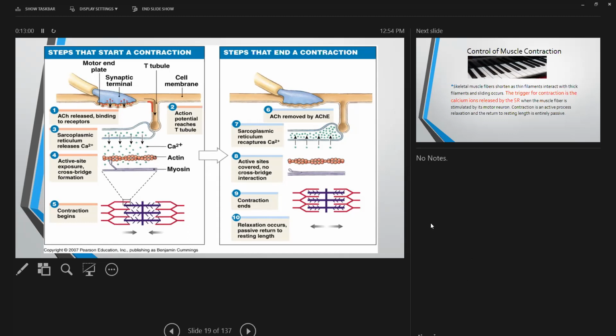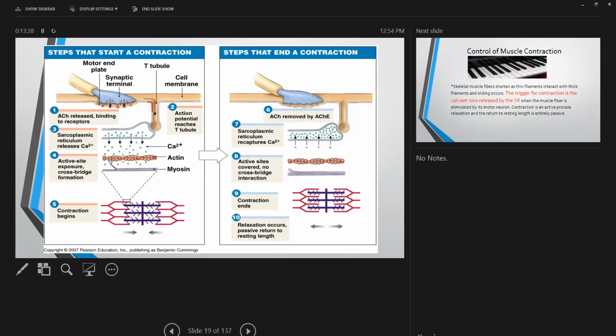The T-tubule goes down into the belly of the muscle and attaches to this sarcoplasmic reticulum, spreading the action potential and allowing for calcium release. So you can see the cell membrane. And then if we go through the steps of muscle contraction, it's going to be ACH release, binding to receptors.